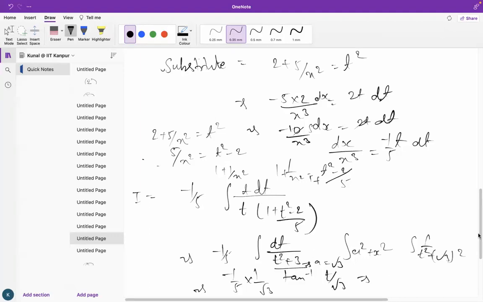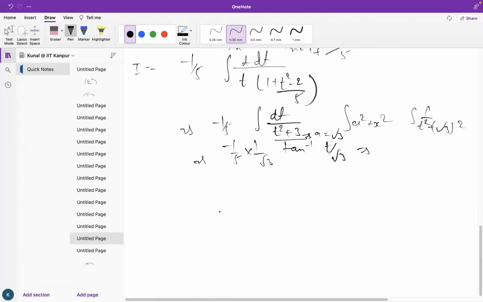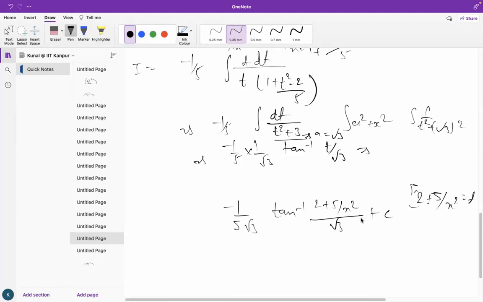So when we substitute back the original value of x, we get minus 1 by 5 root 3 tan inverse. We substitute t as root of 2 plus 5 by x square. Let me read it: we substitute 2 plus 5 by x square as t square, and here we get tan inverse of root of 2 plus 5 by x square divided by root 3, plus some constant c. So this is our integration result. I hope you all understand this.